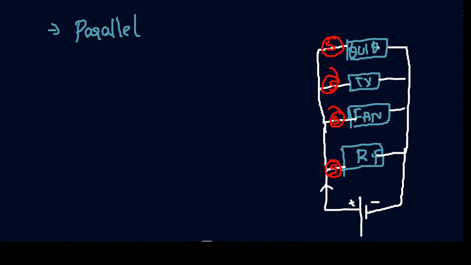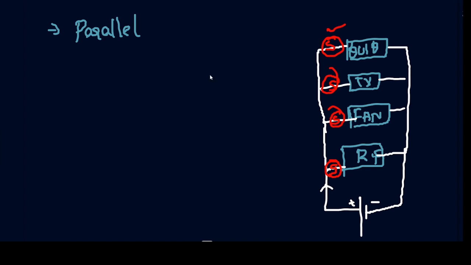Now, if I want to turn on the bulb, I only need to switch on this, right? And if I don't want to use it, I can just switch it off, right? So there is a facility in parallel combination which is not in series combination, right? So that is why all appliances at our home are connected in parallel.